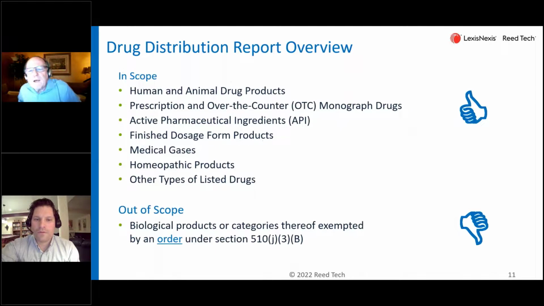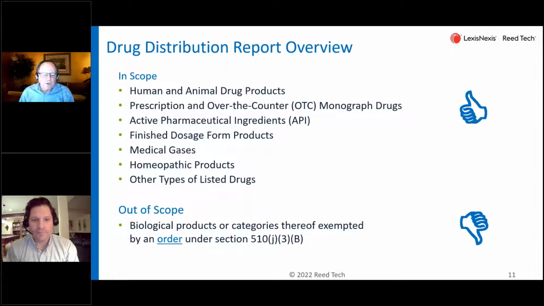All right, so let's take a look now at the list of products that are in scope and out of scope. The rule of thumb here is pretty much every drug that is listed, and that includes human and animal drug products, certainly those biologics. If you have prescription or over-the-counter, they're all in scope. Active pharmaceutical ingredients that are listed, final dosage forms, the medical gases, homeopathic, and so on. By default, if you list a drug product, this report would have to be submitted.